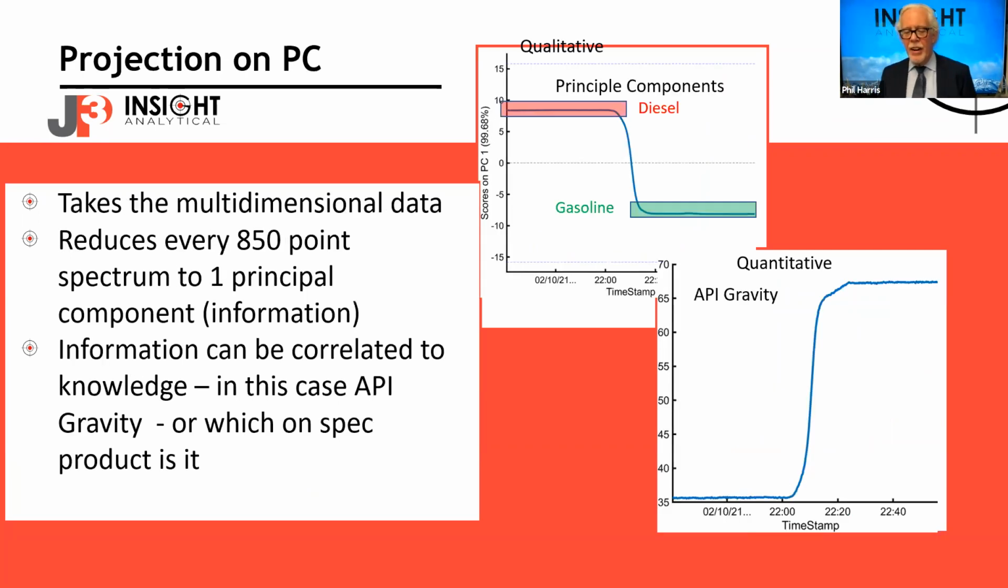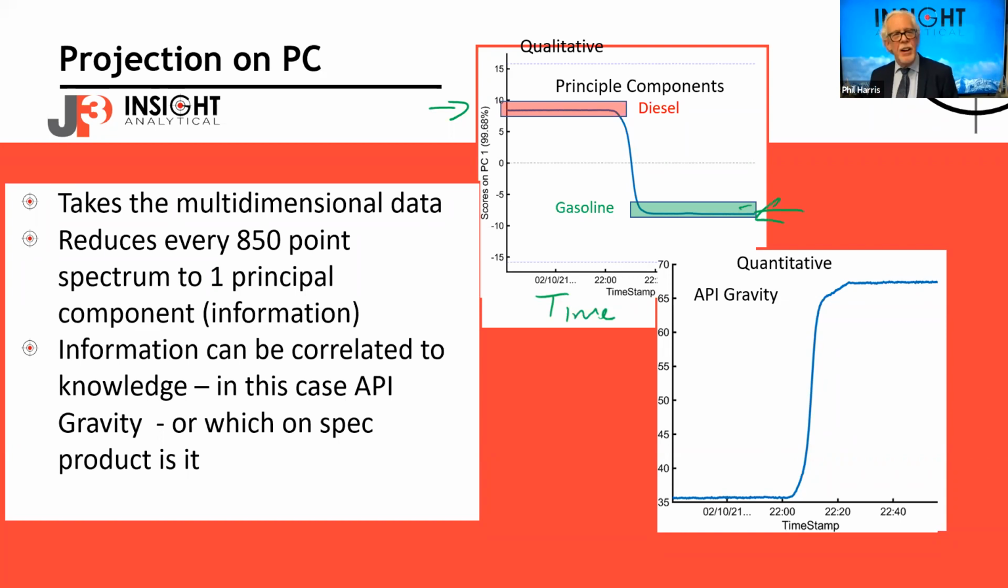Another way we can look at it is over time. Down here we have time. We can look at the projection onto those principal components. How much of that shape is in the data I'm seeing? If it's got a positive amount of that shape in there, and that positive amount is up around 10, we know it's diesel. As long as it's running within this window, it's diesel. So we can do a qualitative analysis here. Running in this window, it's diesel. Running in this window down here, it's gasoline.